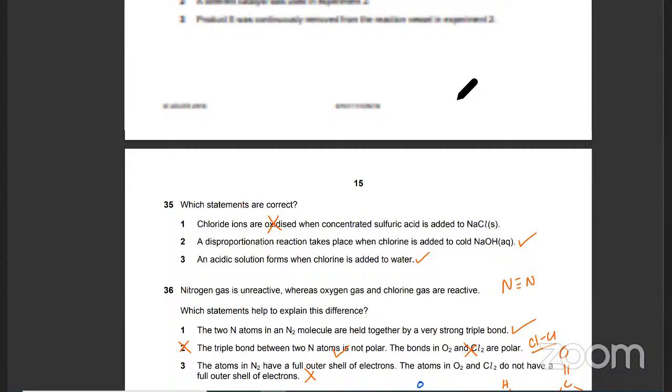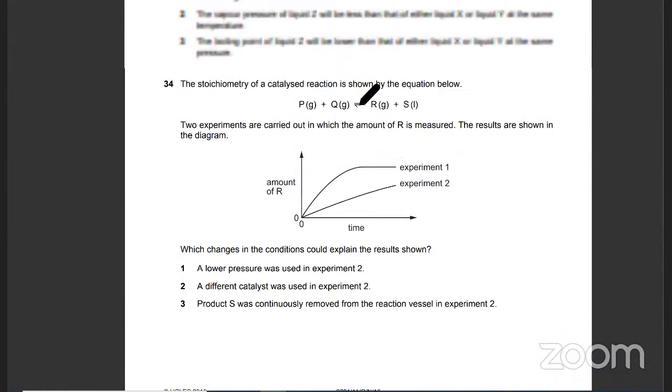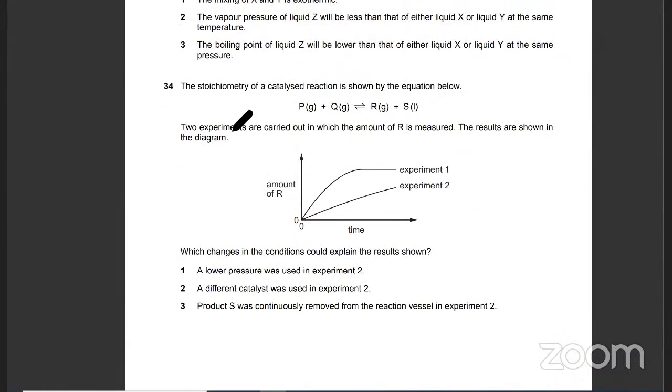Next one, you've got this reaction going on, and two experiments are carried out in which the amount of R is measured. The results are shown in the diagram. So, which changes in the conditions could explain the results shown? A lower pressure was used in experiment 2. Is that true?